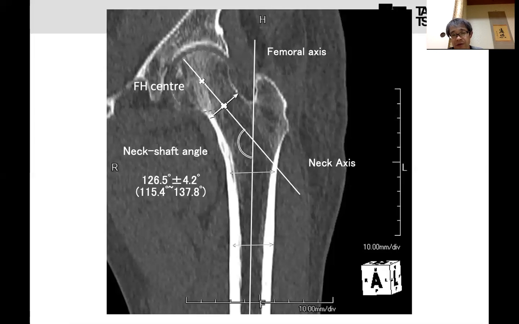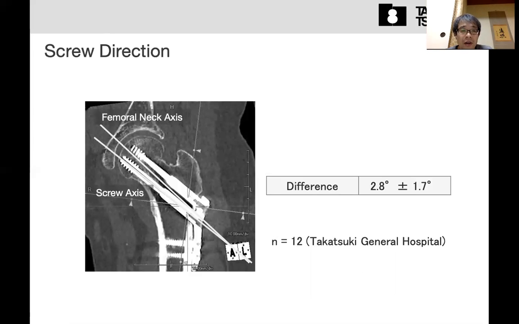So many papers from Japan or other Asian countries report an average neck shaft angle of mostly between 125 and 130. So this is the characteristic of Asian morphology. As I said, the dual SC screw, DSCS, is at 135. So the screw direction is a little bit steep compared to the femoral neck axis.